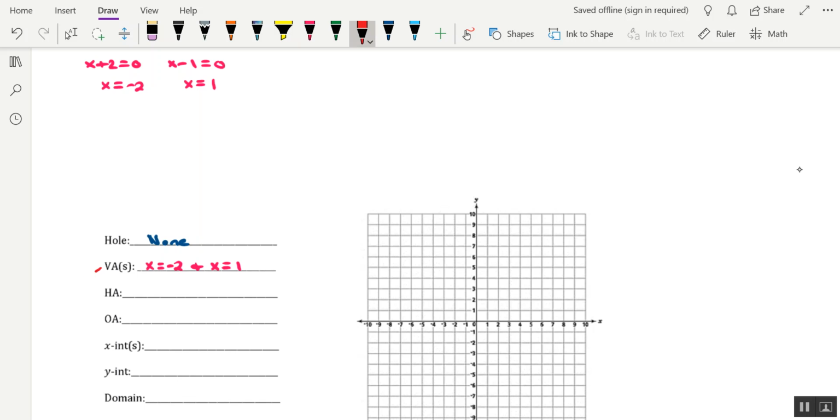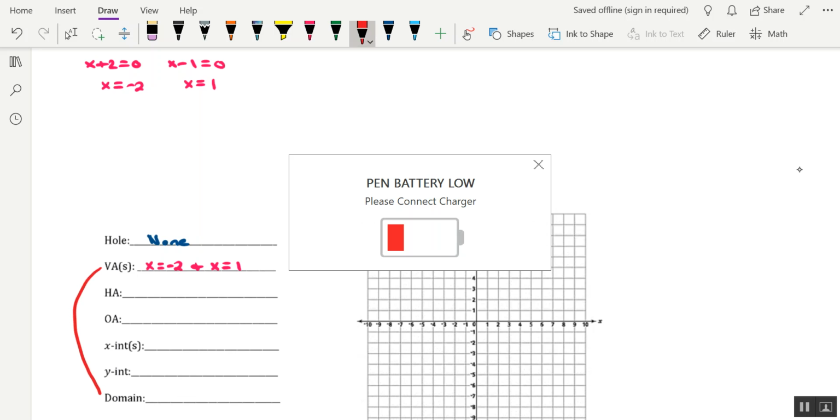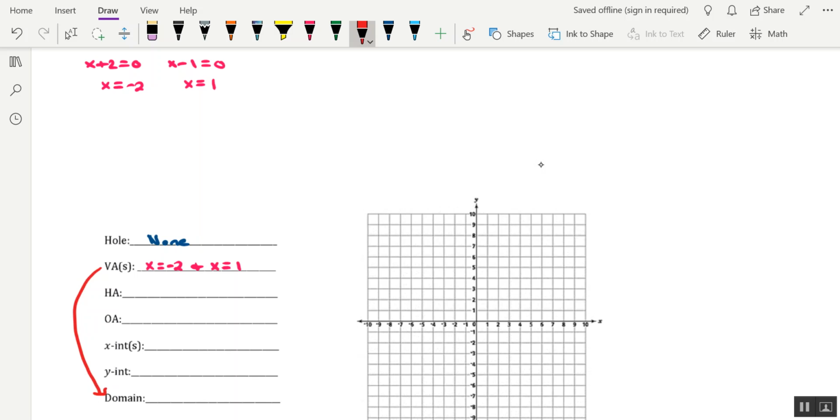So keep in mind that these are two values of x that create division by 0. So what that means is that, in terms of the domain, we'd have to exclude them. So the domain is going to be the set of all x such that x cannot equal -2 and x cannot equal +1.